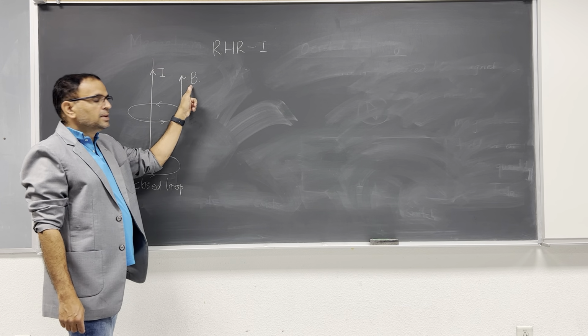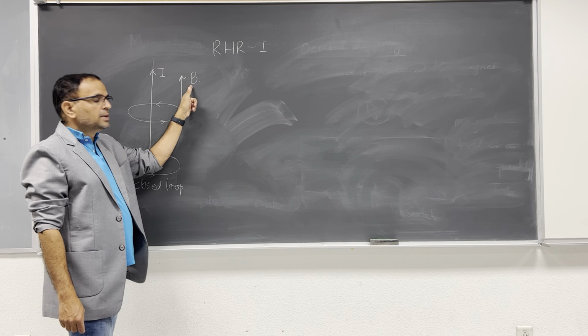Use your right hand, always use the right hand. The thumb points in the direction of the current, and the curled fingers give you the direction of the magnetic field. So if the current is down, then again use the right hand rule this way. The thumb gives you the direction of current, and this is your magnetic field. This is how you use right hand rule number 1 to figure out the direction of magnetic field. So if the current is straight, the magnetic field is circular.